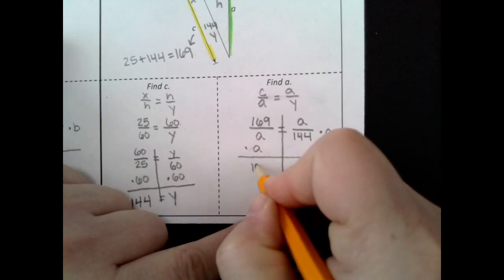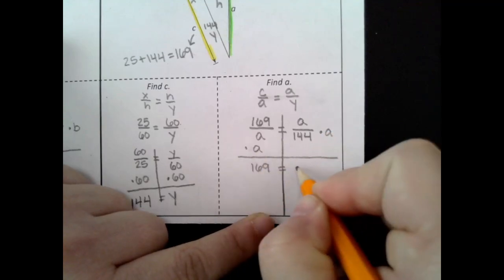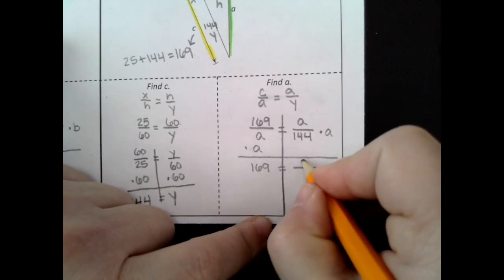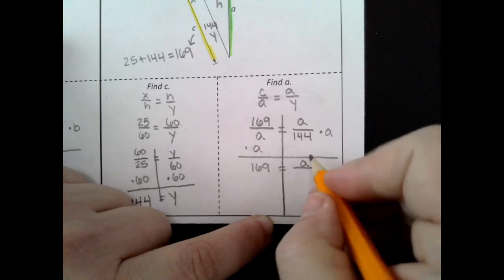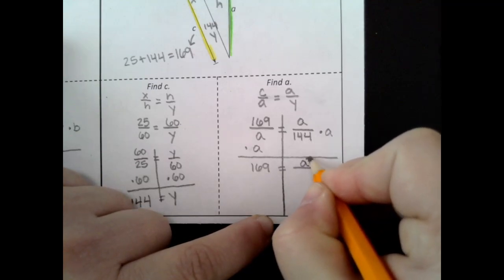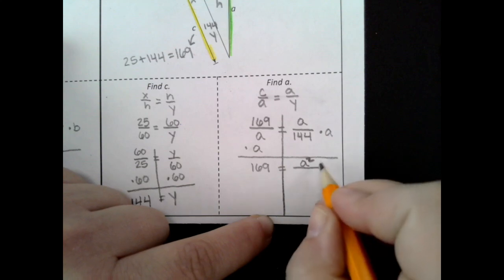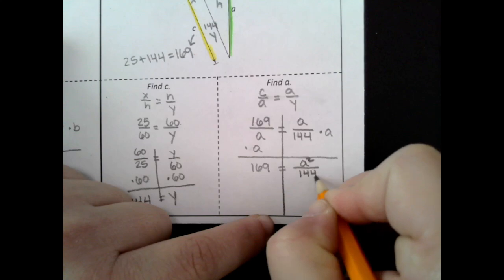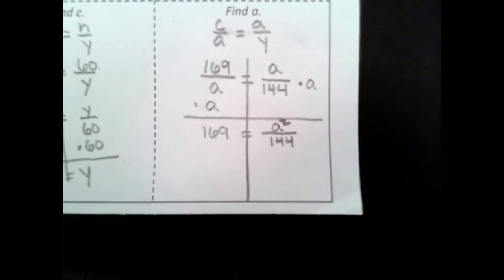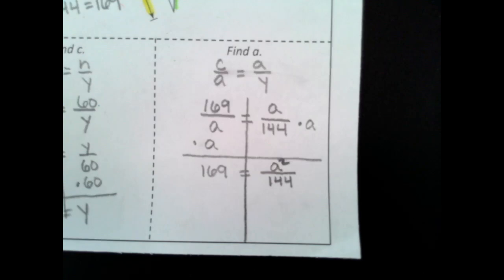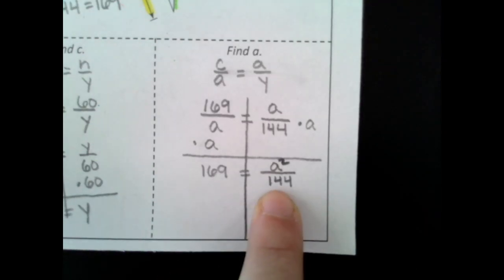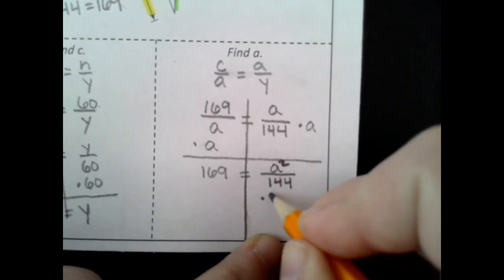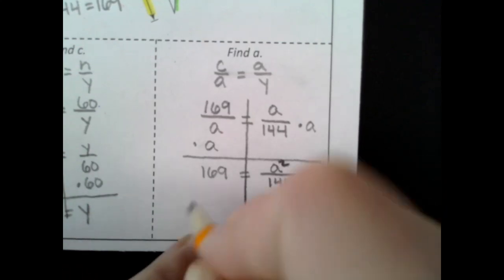We're left with 169 equals, now I have A times A. A times A isn't 2A, it's A to the power of 2. So we're multiplying A by itself. So A squared over 144. Okay, to undo dividing by 144, we're going to multiply by 144.